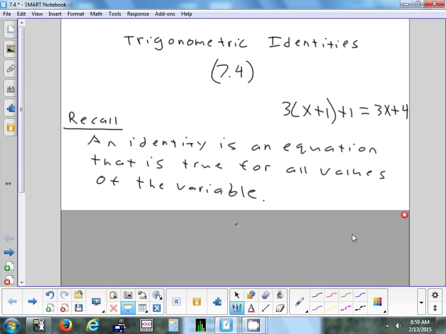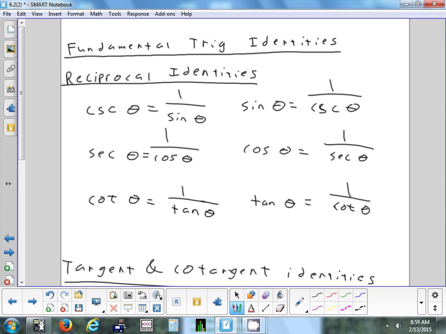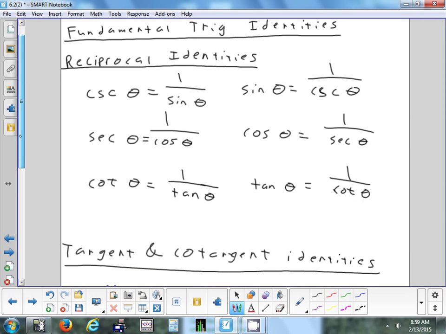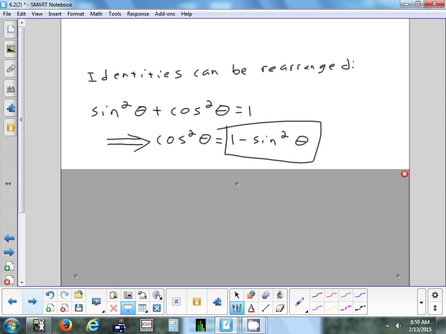We're going to be looking at a similar idea, except we're going to have trig functions in it, trig functions that give us identities. So we need to already be familiar with the reciprocal, tangent, cotangent, and Pythagorean identities, and all the different ways we can rearrange them.